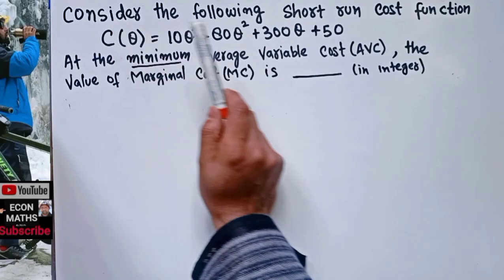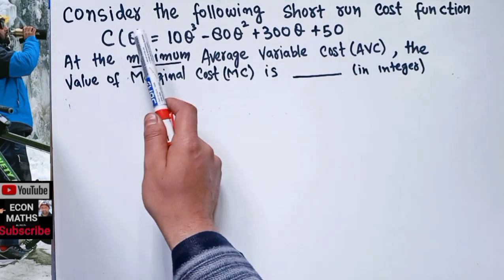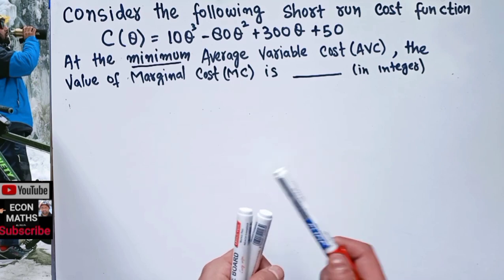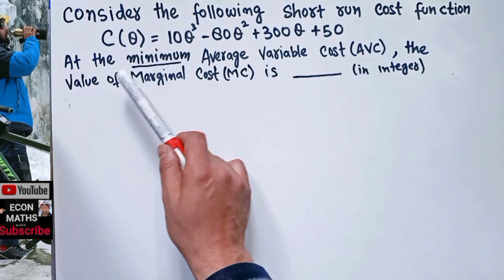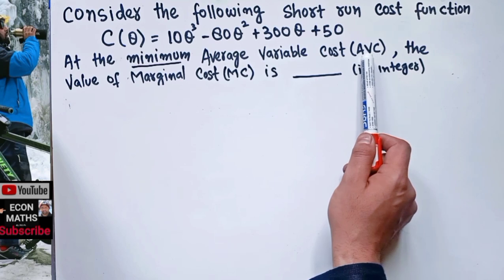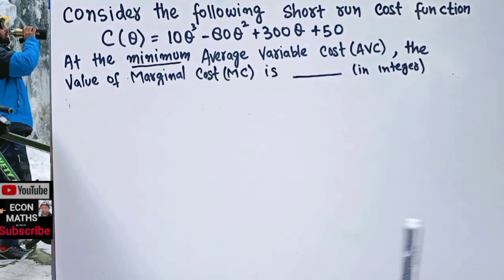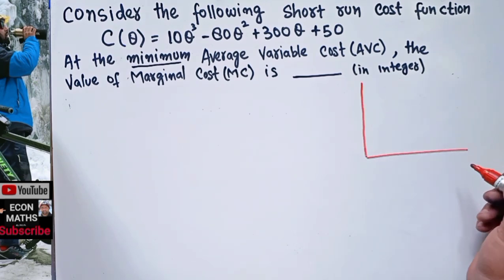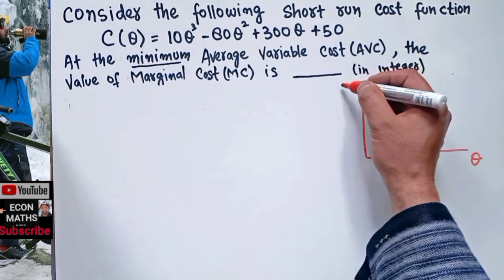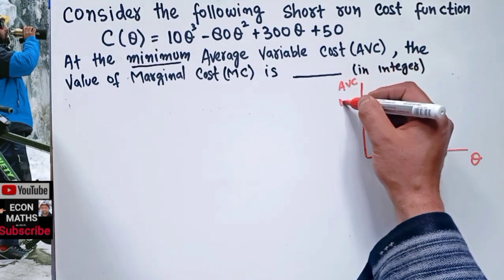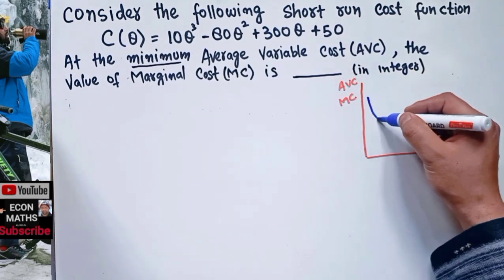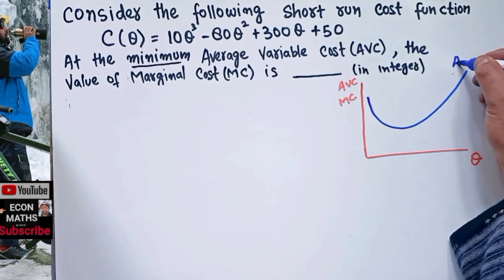The question is, consider the following short-run cost function. C of q is equal to 10q cube minus 80q square plus 300q plus 50, where q denotes the output. At the minimum average variable cost, the value of marginal cost is, we need to find out. Okay, so graphically what we are being told to find out, let us say this is the simplest graph. Here we have output on the horizontal axis, average variable cost and marginal cost on vertical axis. Let us draw the average variable cost function like this. Let us say this is average variable cost.